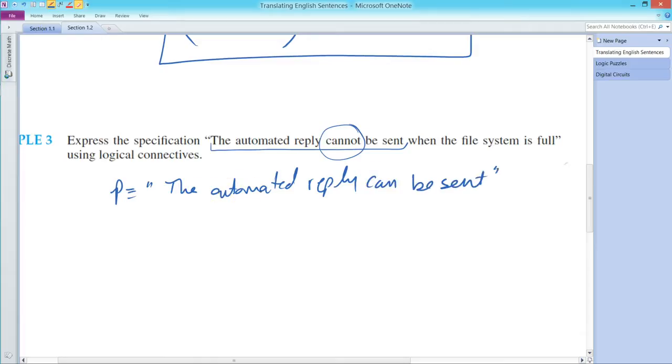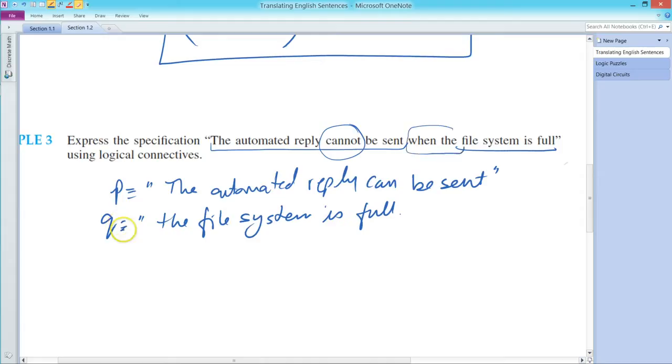And the next component is when the file system is full. So Q is going to be the file system is full. And of course, now we know that this indicates that it is a conditional statement. It is one of the expressions that is used for conditional statements, and the different expressions that are used for conditional statements are covered in section 1.1.